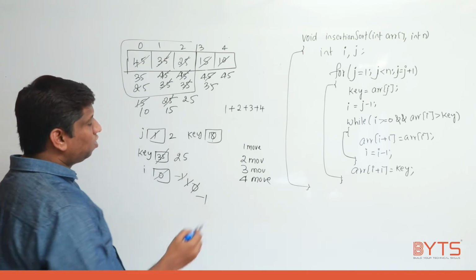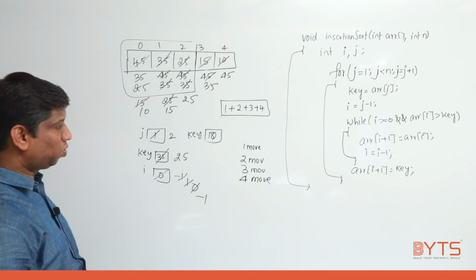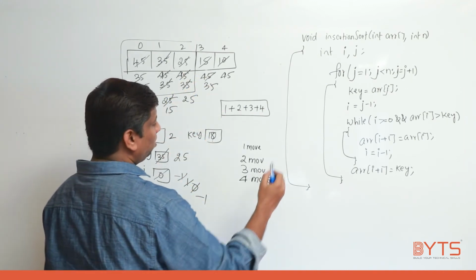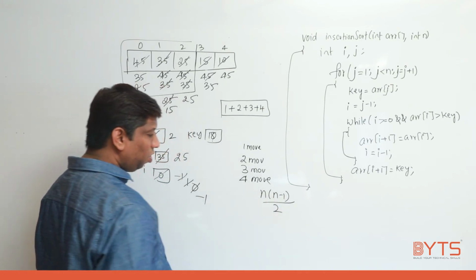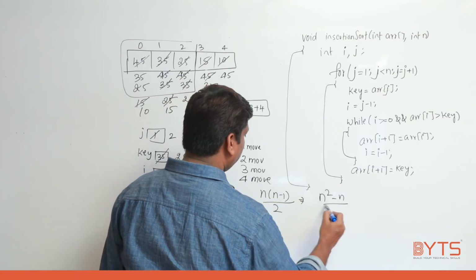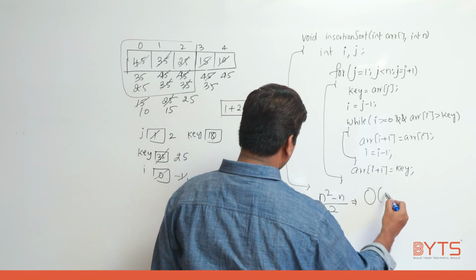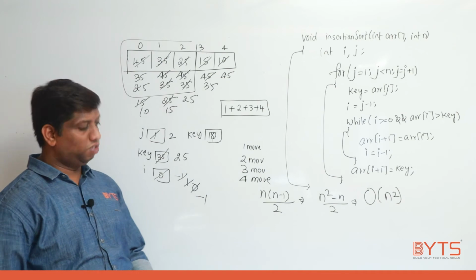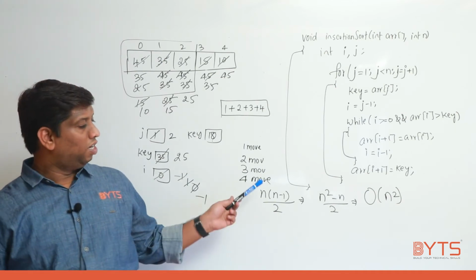Try to understand. Sum of first n minus 1 natural numbers. Why? Because the value of n is 5. So what will be the time complexity here? n into n minus 1 by 2. What is the value of n into n minus 1 by 2? n square minus n by 2. That is the reason the time complexity of insertion sort will be what? O of n square. The time complexity of insertion sort is O of n square.